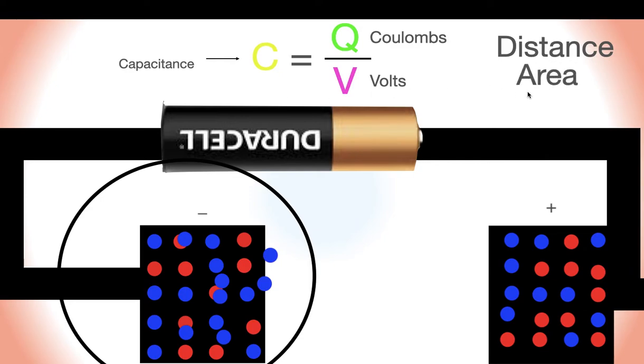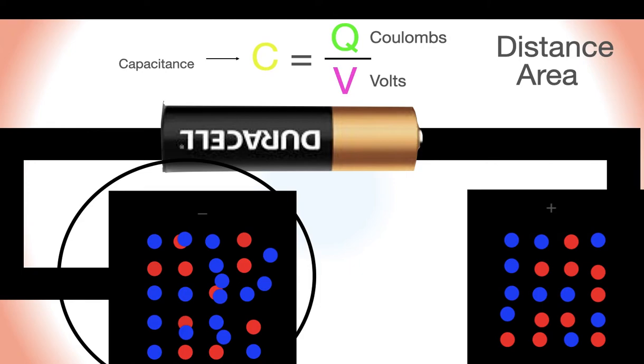Another of these factors is area. If we increase the area of the two plates, then we have more space to store the charge, and therefore we increase Q. And when we increase Q, we increase C. And so when we increase area, we increase capacitance.